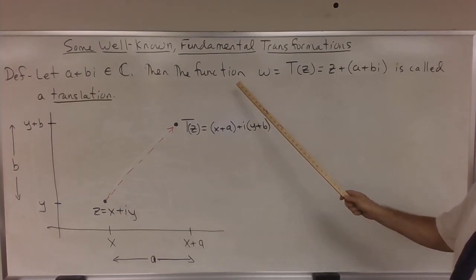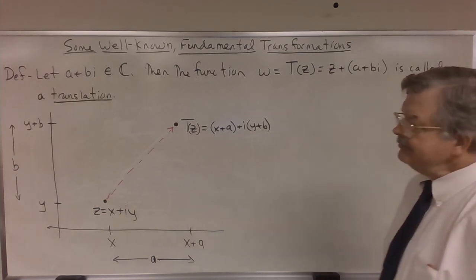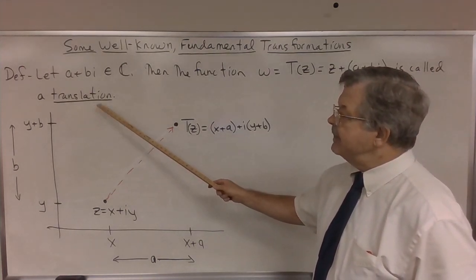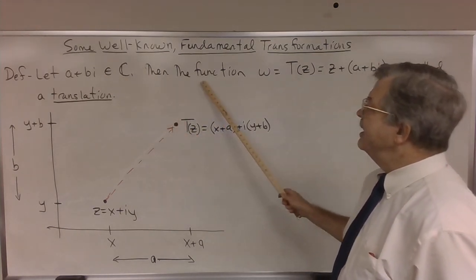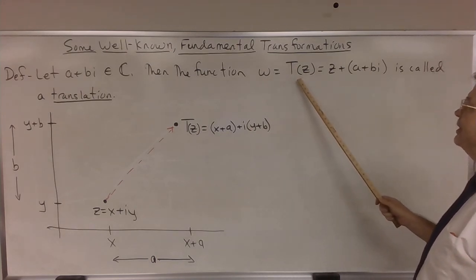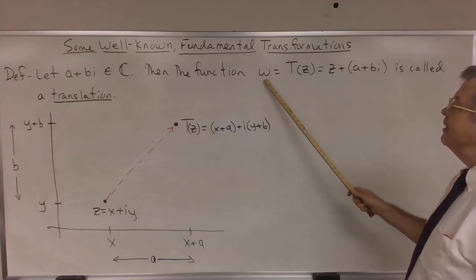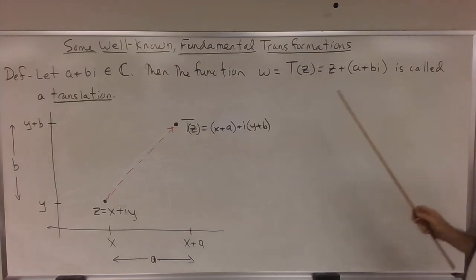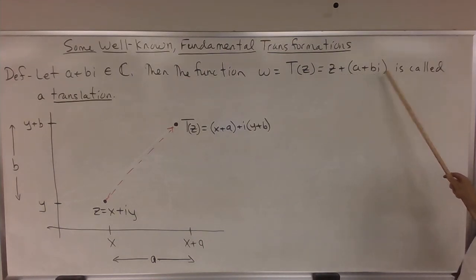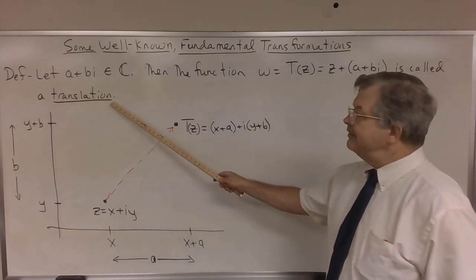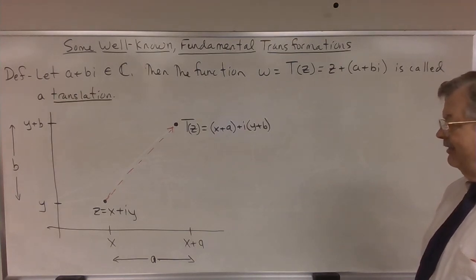Okay, here is our first fundamental transformation. We call it a translation. So let a plus bi be some complex number. Then the function w, which equals T of z, this is T for translation, w equals T of z, which is defined as z plus the complex number a plus bi, is called a translation. And here's a picture of that translation.